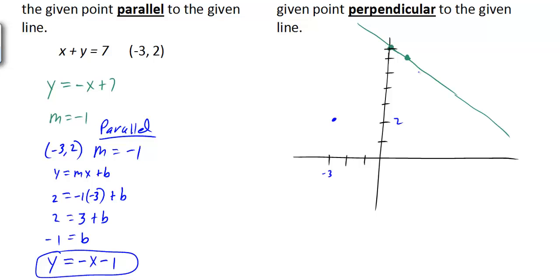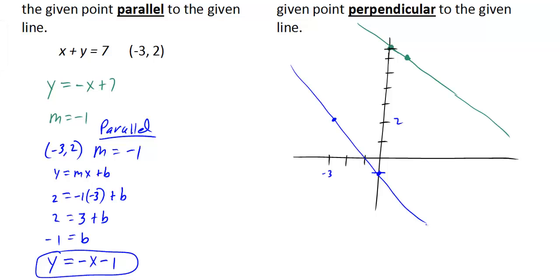Now we can kind of verify that. We have y equals negative x minus 1. Well, negative 1 is the y-intercept. So here's our y-intercept at negative 1. And we already have the given point, so we can certainly just connect the dots. And our lines are going to be parallel.